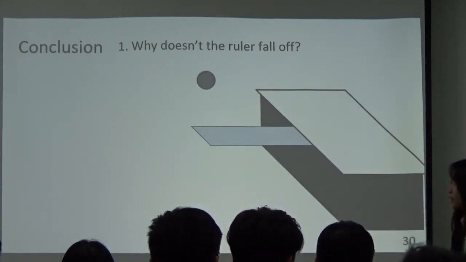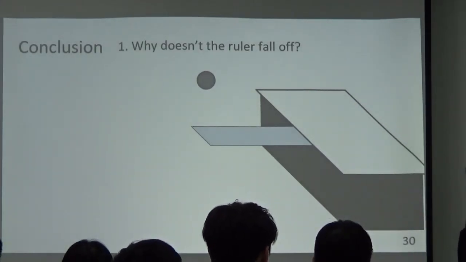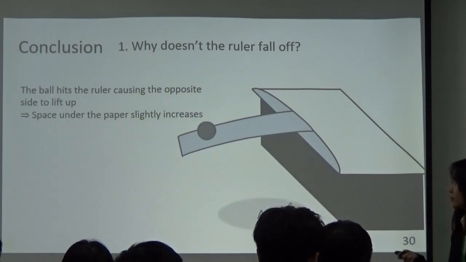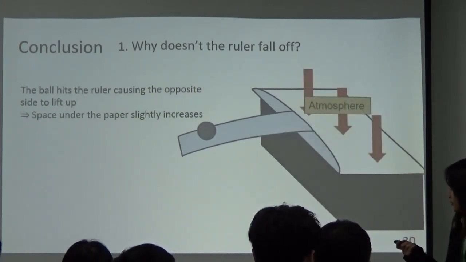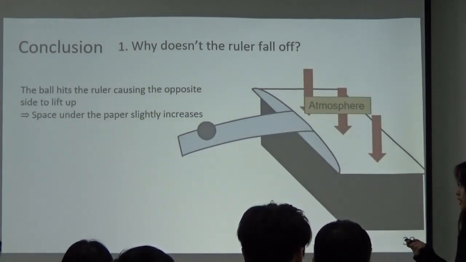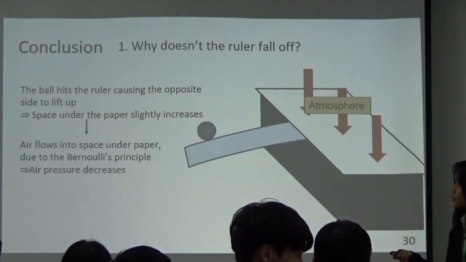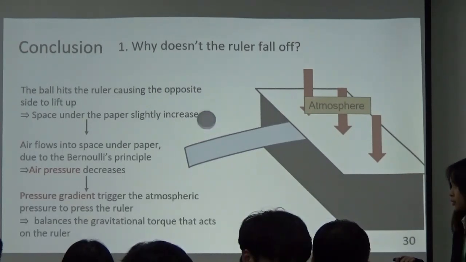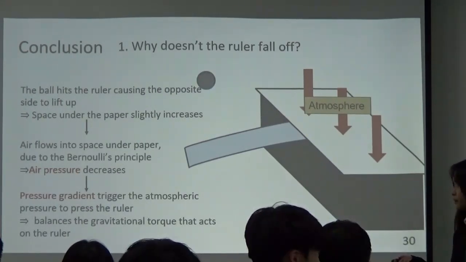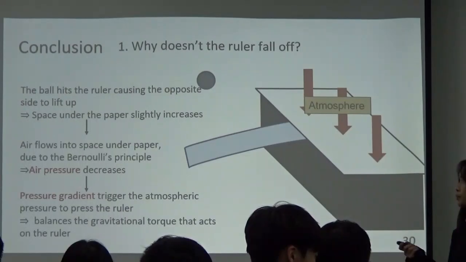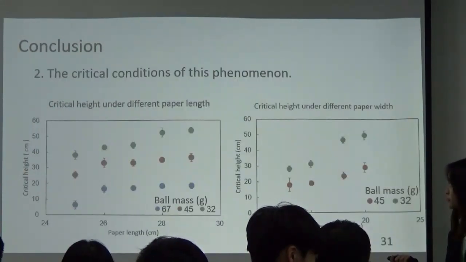For the conclusion, the first point is: why doesn't the ruler fall off? It's because when the ball falls on the ruler, it tries to bounce against the paper, so the airflow will flow in. So due to Bernoulli's principle, the air pressure will decrease and provide the torque for the ruler to balance the ball's force.